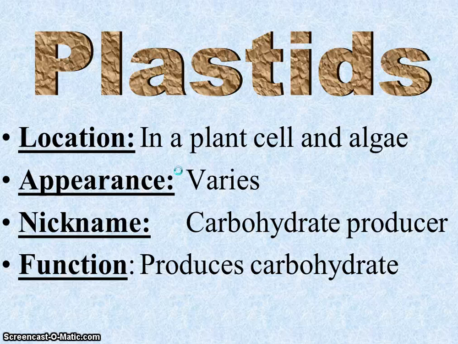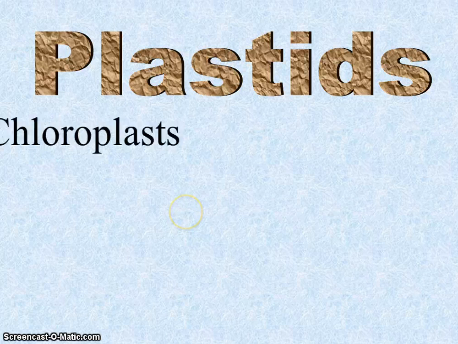Okay. Plastids are only found in plant cells and algae. It is not found in the animal cell. Now, they have different structures depending on what type of plastid it is. As far as the general gist of what a plastid does, it's going to produce carbohydrates. A lot of them are green, like chloroplasts. Okay, so we're going to go through the different types.